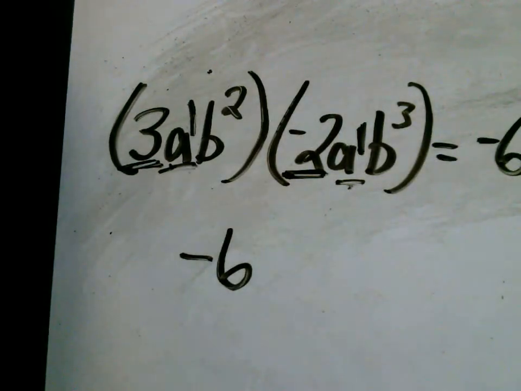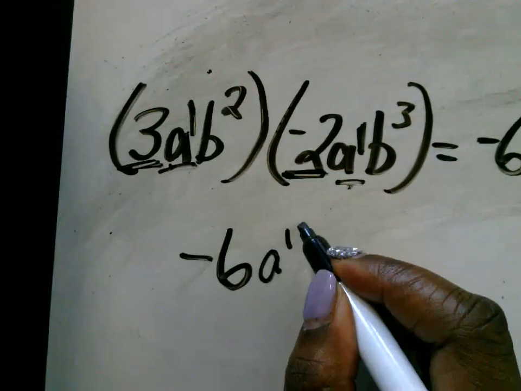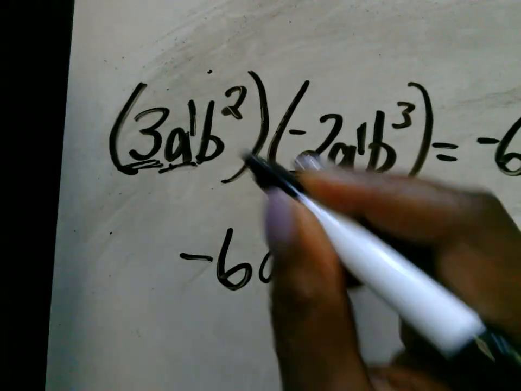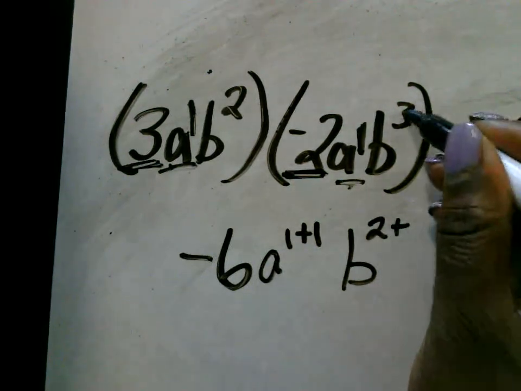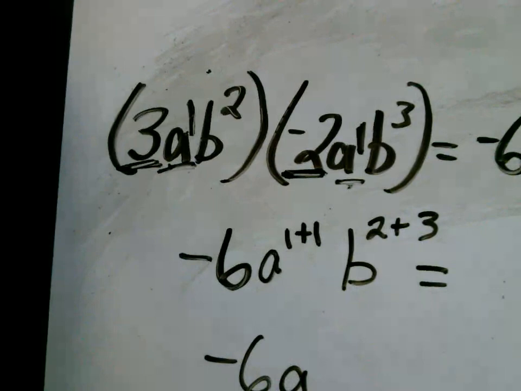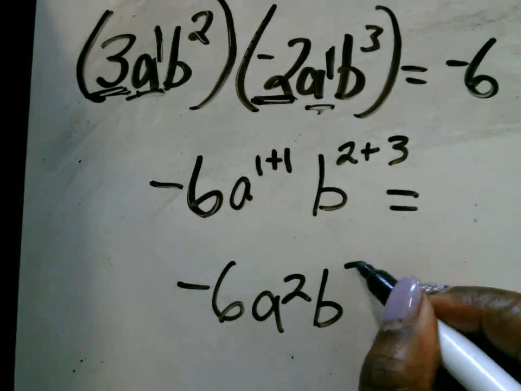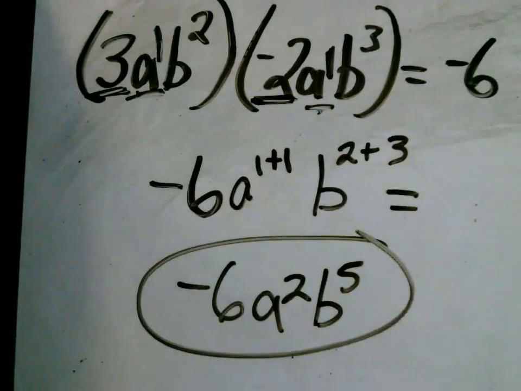So you add the exponents together. What is 1 plus 1? 2. 1 plus 1 is 2. Here, you got 2 plus what? 3. So my answer is going to be negative 6a to the what? Second power, b to the what? Fifth power. Okay. All right.